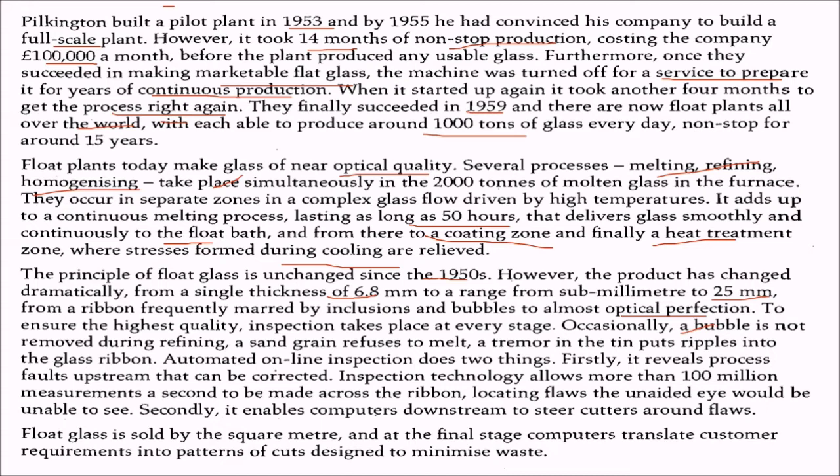Occasionally, a bubble is not removed during refining, a sand grain refuses to melt, a tremor in the tin puts ripples into the glass ribbon. Automated online inspection does two things. Firstly, it reveals process faults upstream that can be corrected.